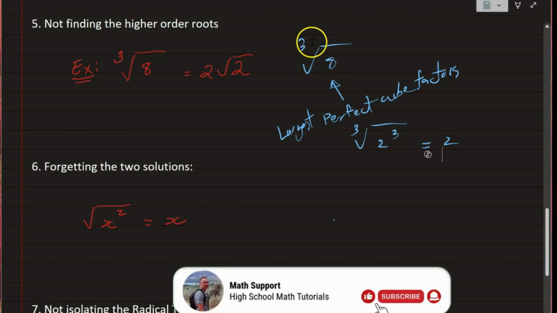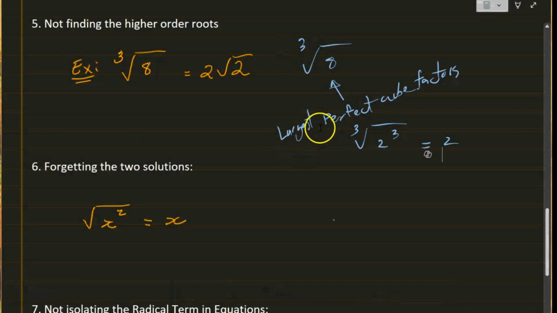Now, if this was the quartic, that means that this was the 4th root, and make sure you find the largest perfect 4th power factor. Okay, the 4th root factor, I guess that's what I have to say. But the same goes for quartic as well, and cube.